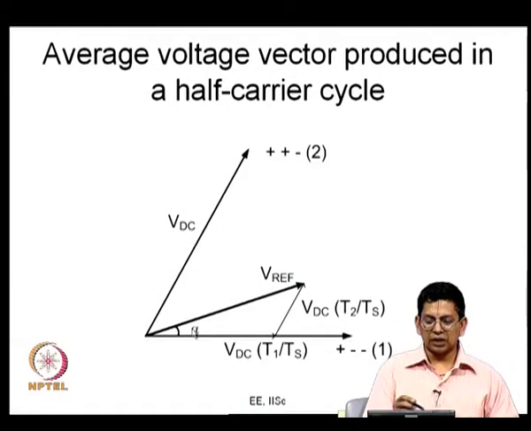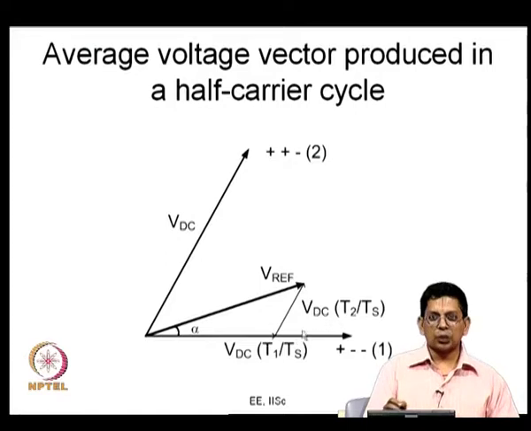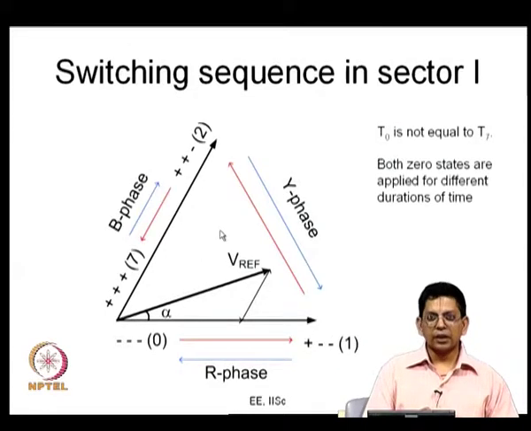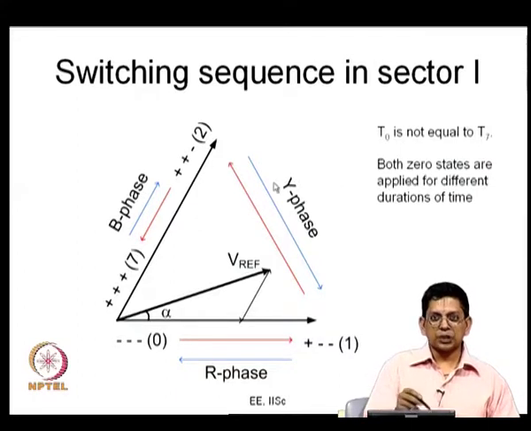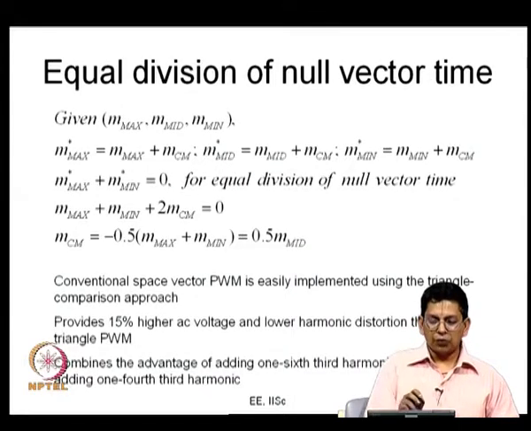We did this even in the last class, which we will do again now. As long as T0 and T7 may change but T0 plus T7, their sum, is unchanged, the null vector time Tz is not changed, and the active vector times T1 and T2 are not changed. So you will get the same reference vector. This is how the switching sequence goes, but the only thing is T0 is not equal to T7, as I mentioned. If you want to make the null vector times equal, this is what we are coming to.